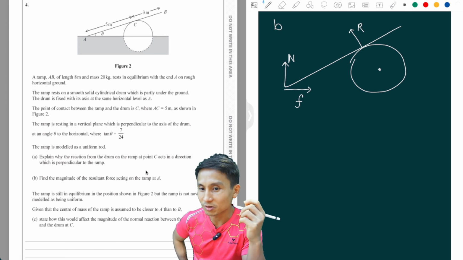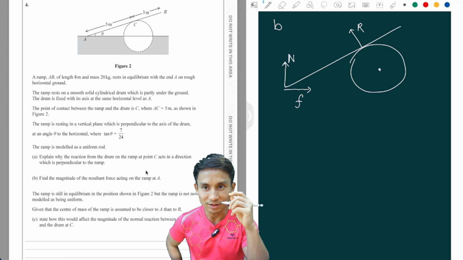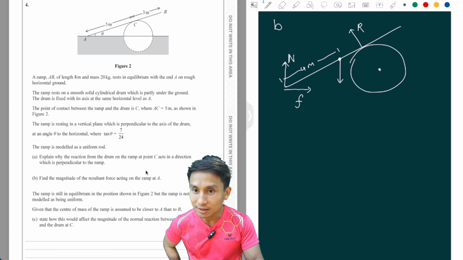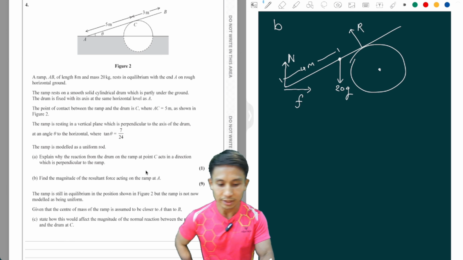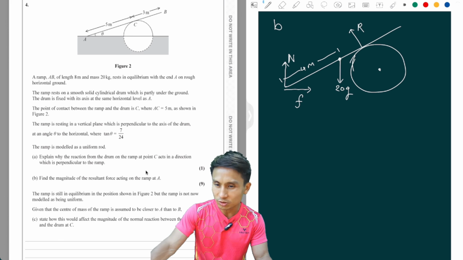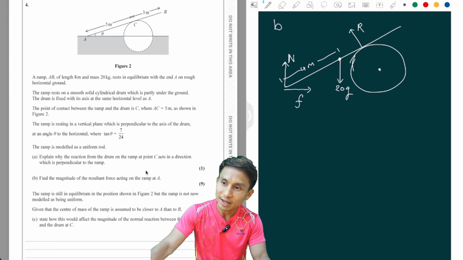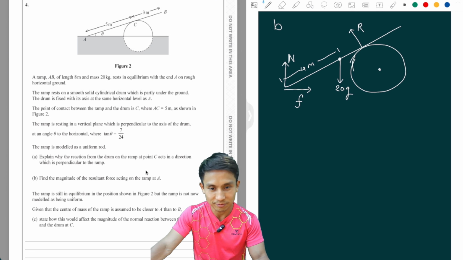Yeah, the ramp is modeled as uniform rod, so the center of mass is gonna be 4 meters away from that point. Yeah, and the ramp is 20 kilograms, so it's 20 G. Okay, so we want to find the magnitude of resultant force acting on the ramp at A. Yeah, so it's just the resultant force between the normal and friction. So we find them separately using equilibrium, right?